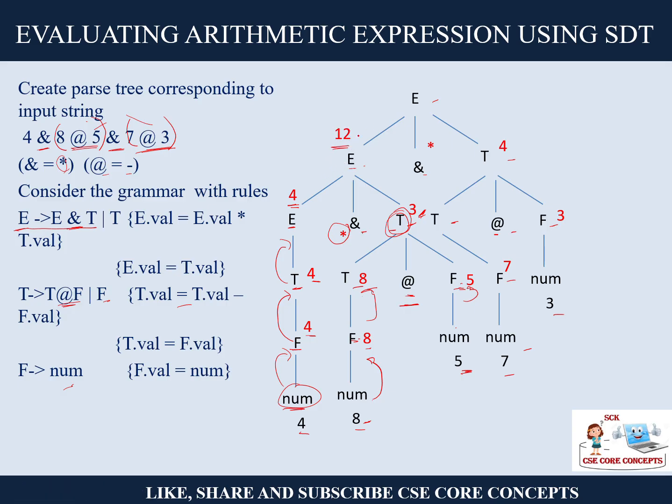Now let's come on this side. 7, number reduced to F, this is 7. 7 will be here also 7. Okay. Here number reduced to F is 3. So 7 minus 3 is 4. This is 7 minus 3, 4. Now let us perform these two operations. 12 multiplied by 4 is 48. Okay. So this is how you can perform the SDT.